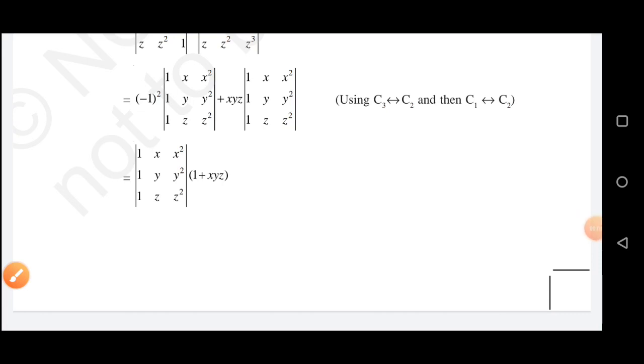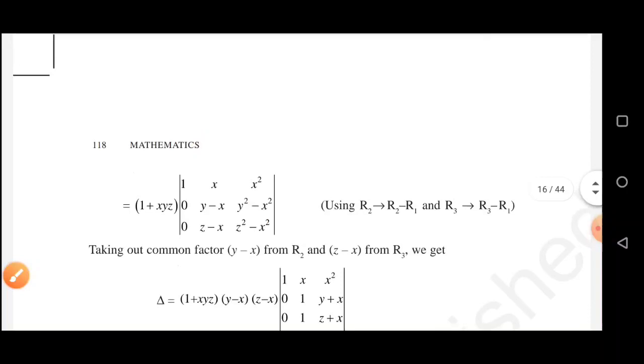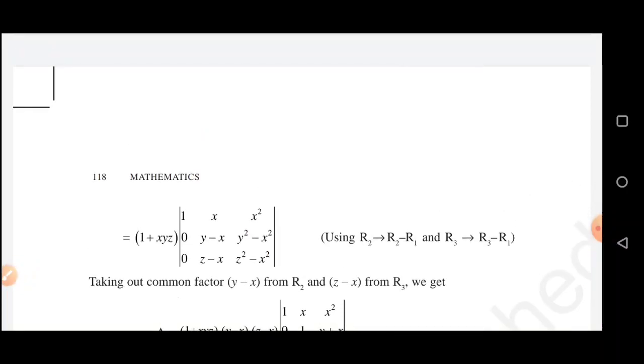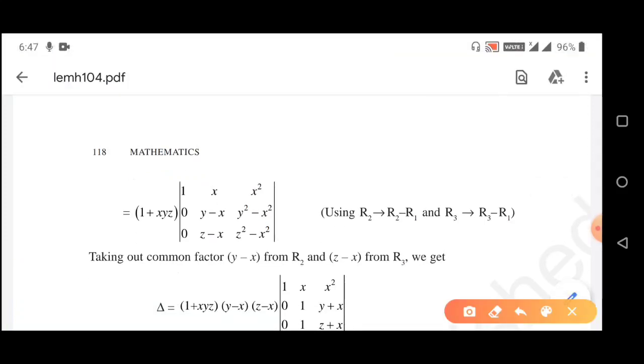Now in the question it is told to show that x, y, z plus 1 is equal to 0. So to do this we have to again expand this determinant. For that we will make the elements of the determinant 0. So here are the operations: row 2 replaced by row 2 minus row 1 and row 3 replaced by row 3 minus row 1. You know how to do the operations. After doing the operations, these two elements are 0.